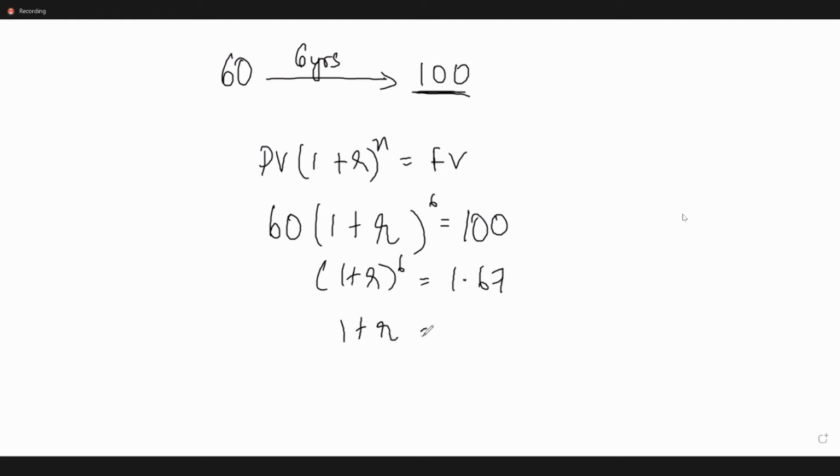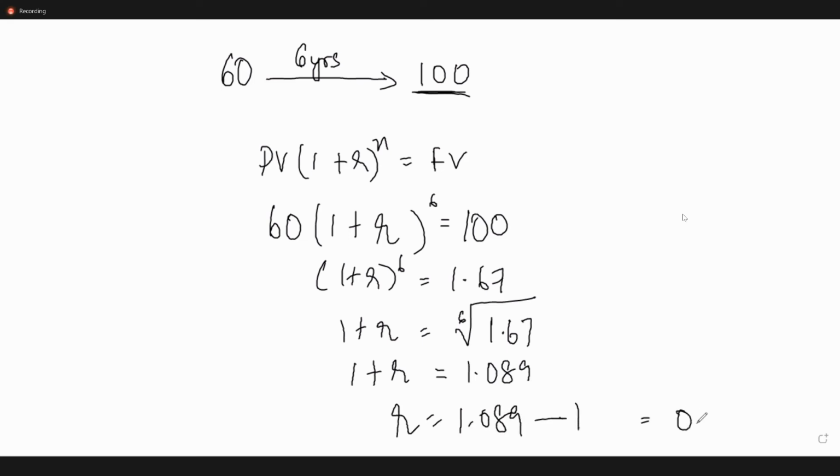So it's going to be 1 plus r is equal to the sixth root of 1.67. So 1 plus r is equal to how much? 1.089. This you can do using a scientific calculator. So r is equal to 0.089, which is equal to 8.9%. Is this clear? This is the yield.